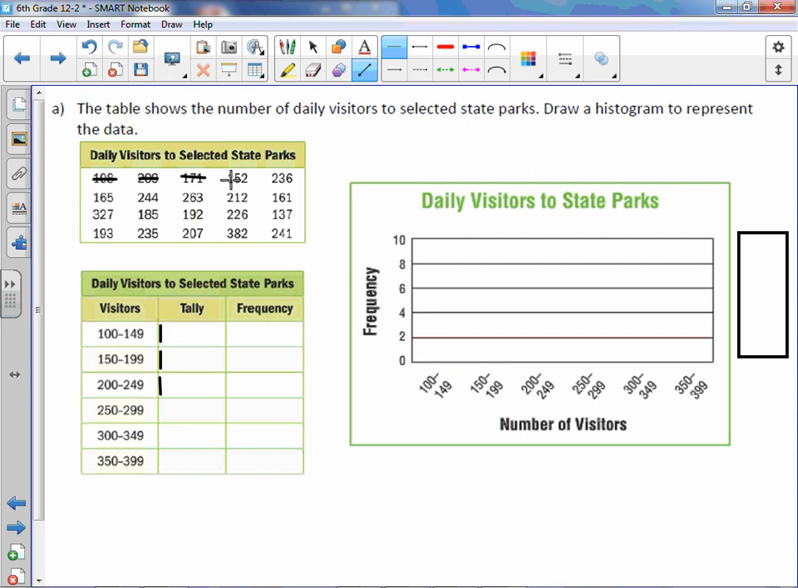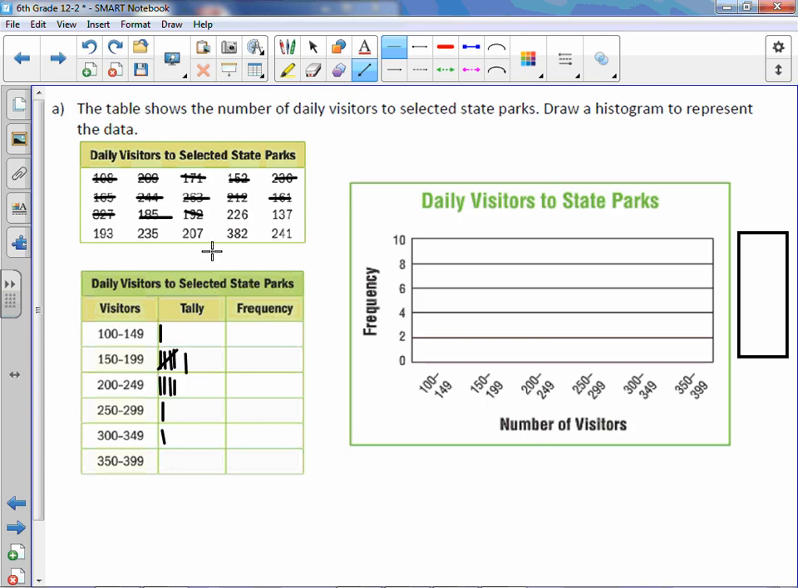171, 152, 236, 165, 244, 263, 212, 161, 327, 185. These are tallies, so I'm going to go ahead and cross that to make 5.